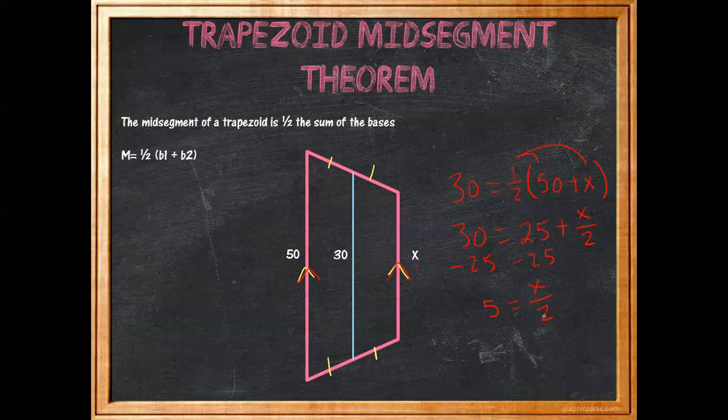Remember, x is being divided by 2, so in order to solve this, we're going to multiply by 2, and x is going to equal 10. So we know that this other base is 10. Remember, we can check our work by just doing the opposite here. If we say 50 plus 10, that's 60, and we divide it by 2, we get 30. So we know that that's correct.